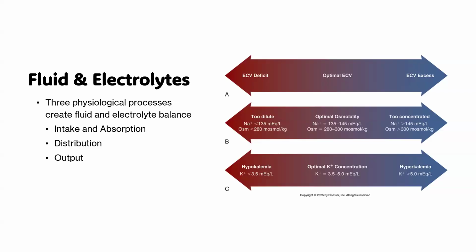So as you can see in this diagram on your right, the optimal extracellular volume and optimal osmolality is going to be a sodium level that's normal. It's going to have an osmolality level that's 280 to 300 milliosmoles per kilogram. That's normal. And then our potassium has to be between 3.5 and 5.0. If it's too dilute, these ions are going to be too low. Too concentrated, these ions are going to be too high.